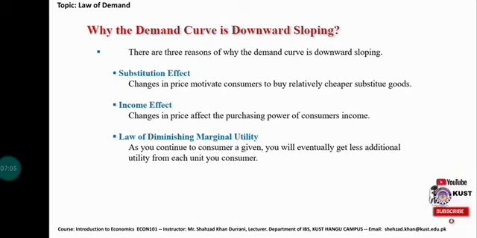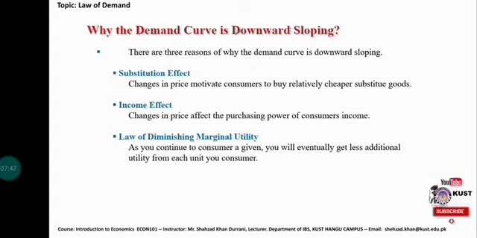For example, when the price of Coke goes up, then the demand for Coke decreases, and if the price of Pepsi remains the same, then the demand for Pepsi is going to increase. So these are substitute products that you can use in place of each other. This is called the substitution effect. So the demand slopes downward because of the substitution effect of the goods, or the products, or the commodities.